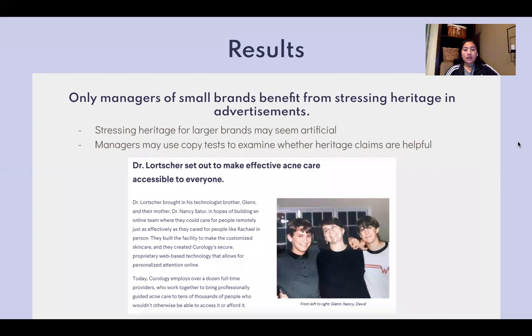The next finding they had was that only managers of small brands benefit from stressing heritage in advertisements. Stressing heritage for larger brands may seem artificial, and managers may use copy tests to examine whether heritage claims are helpful. So this is an excerpt from their website.